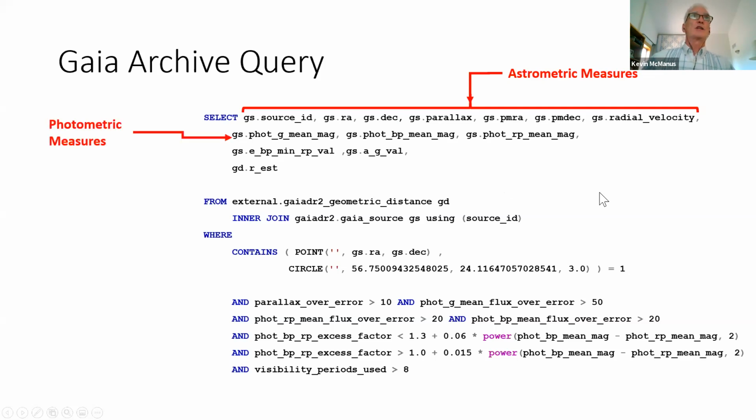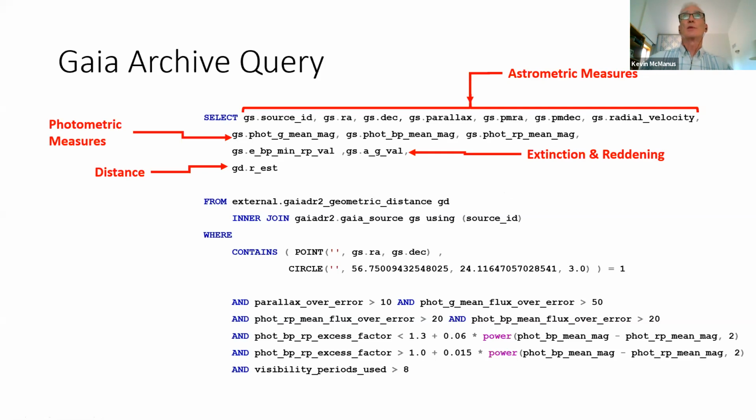We're also going to get some photometric measures. We're going to get its G magnitude, that's its overall brightness. We're going to get its BP magnitude, which is the blue photometer, that's its brightness in the blue part of the spectrum. And we're going to get its red, RP, red photometer value, that's its brightness in the red part of the spectrum.